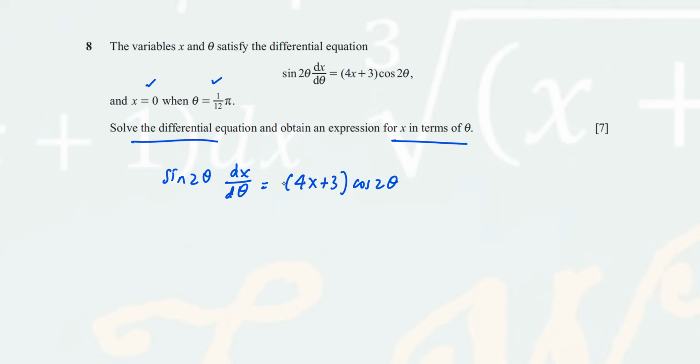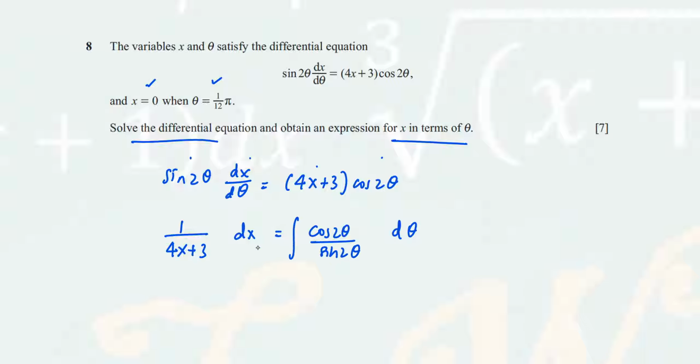Now we need to separate the variables. So by looking at this, because of dx d theta, that means your dx should be on the left side, d theta should be on the right side. So this 4x plus 3 moves down, becomes 1 over 4x plus 3. And then the sine 2 theta will be moved to the right side. So cos 2 theta over sine 2 theta. After that, integrate both sides.